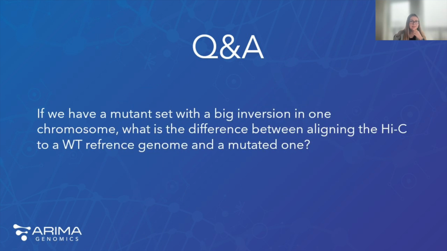If we have a mutant set with a big inversion in one chromosome, what is the difference between aligning the Hi-C to a wild type reference genome and a mutated one?